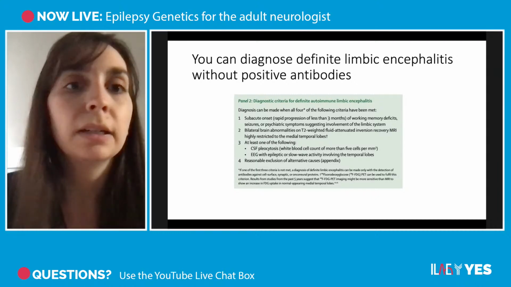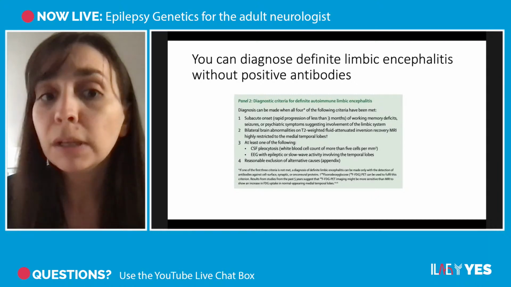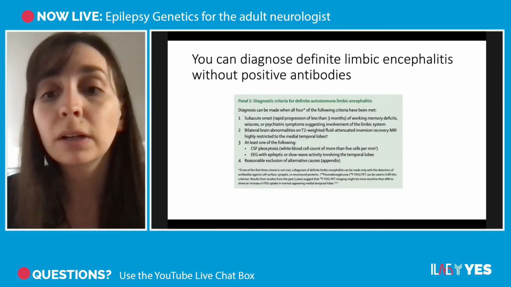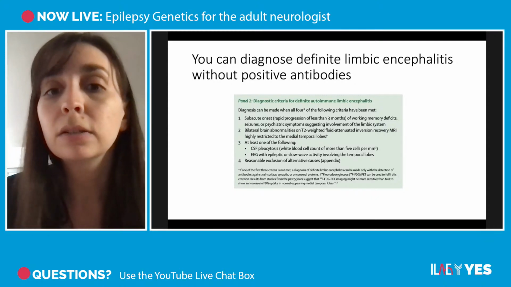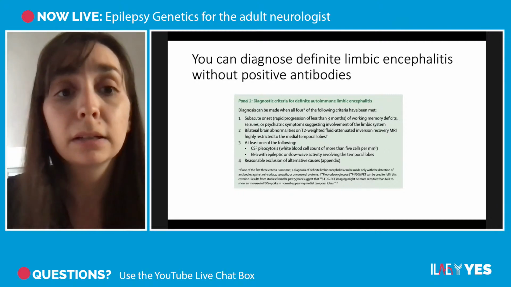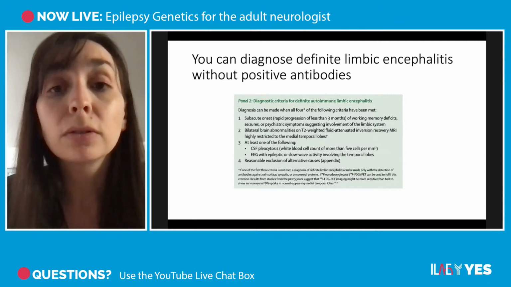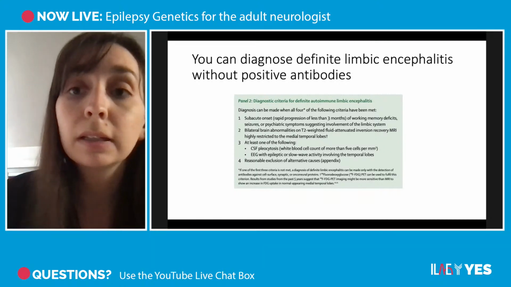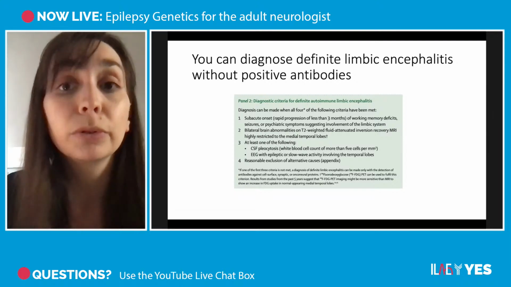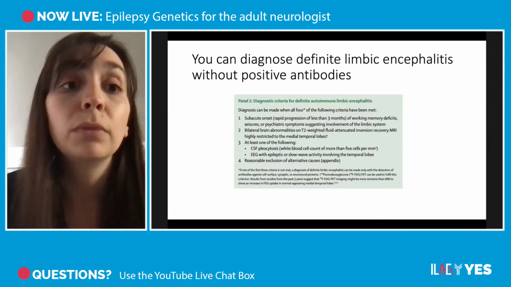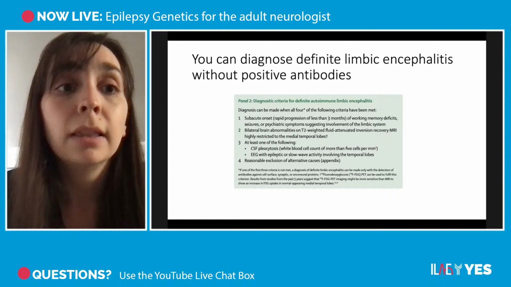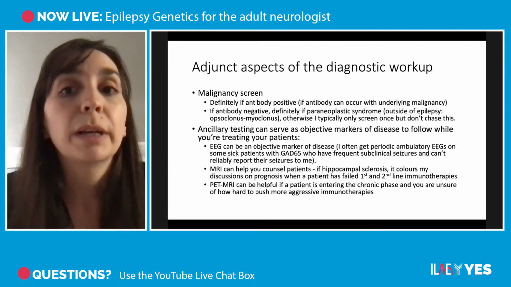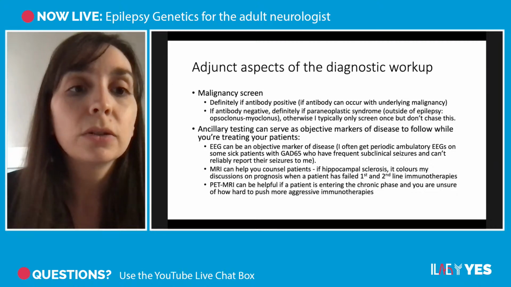In fact, if you didn't have access to antibody testing, you could still make a diagnosis and you could still treat this patient. So that's an important thing to note: antibody testing is really not the end-all and be-all of the diagnostic process, and it matters much more to have good clinical acumen and make an interpretation of the clinical and paraclinical tests that you have available to you to determine what's your pretest probability that a patient's having an autoimmune process. Other important aspects of the diagnostic workup are a malignancy screen.